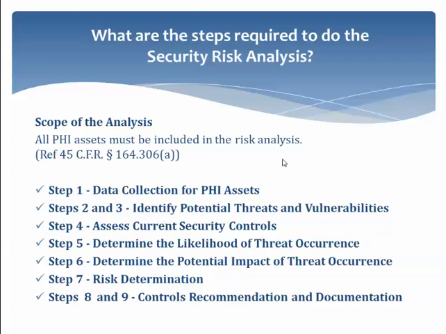Once the risk determination is made, the next step is to fix the gaps by putting together new security controls, documenting the process, and communicating that to everybody involved so that they are aware of the do's and don'ts, the best practices, and so on. So this is a high-level view of the entire risk analysis process in terms of the 9 steps that are needed.